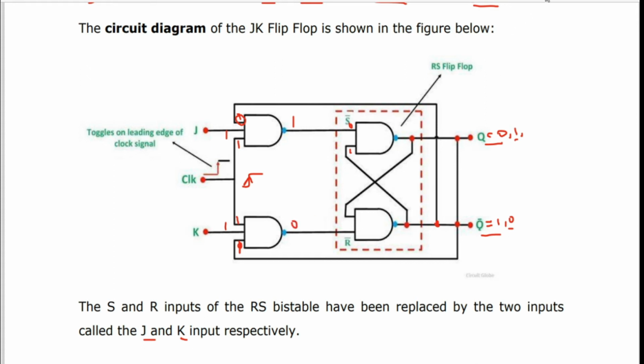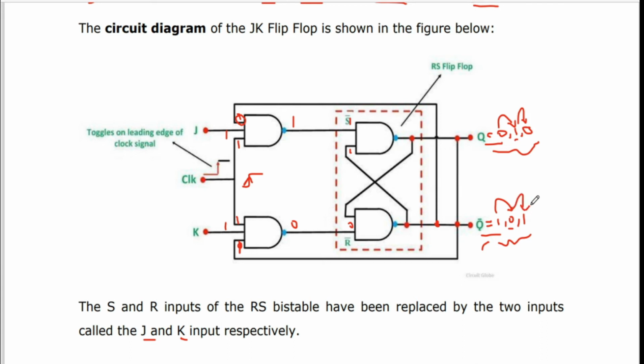Now what happens? S is 1 and R is 0. So what will happen? We have set state. When we have a set state, at that time the Q output is 0 and Q bar output is going to be 1. And once again, if you apply the same, you could see here the output is toggling from 0 to 1, and from 1 it is again changing to 0. Similarly here also, from 1 it has changed to 0, and from 0 it has changed to 1.